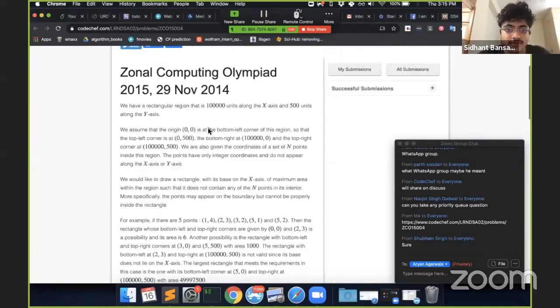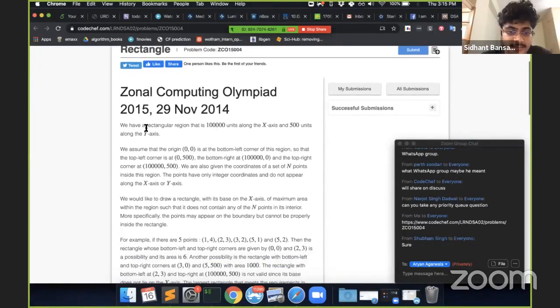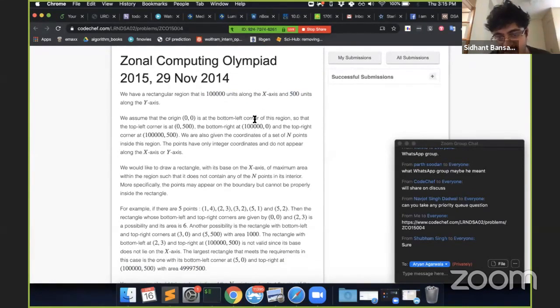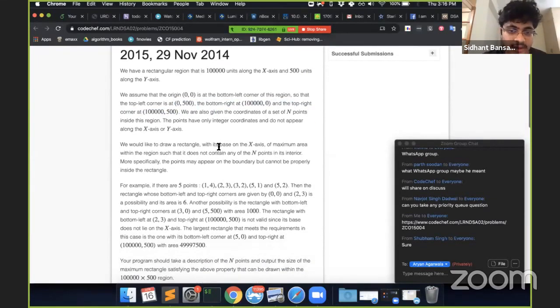So we have this question, ZCO 1504, right? And here's a brief description. You have a 2D plane, 100,000 units along the x-axis and only 500 units along the y-axis. That is, your x-axis goes from 0 to 100,000, sorry, and y goes from 0 to 500. Origin is 0, 0. And he's just defining the corners. We don't really care about this.